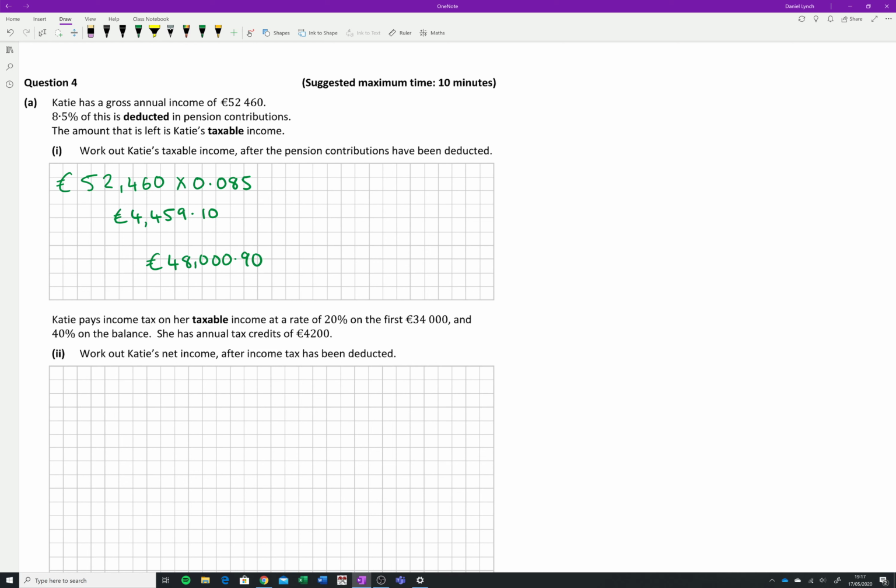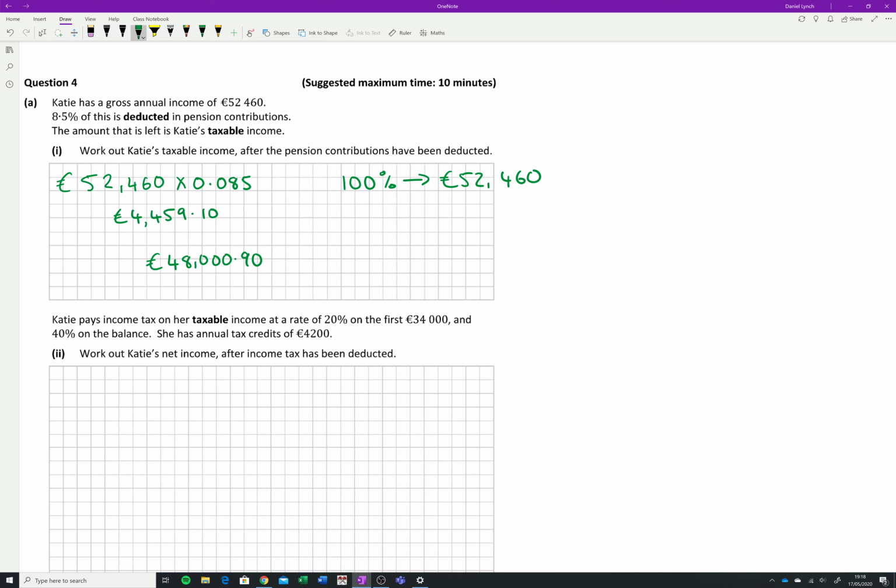Another way to think of it is this: she starts off with this amount. How much is being taken away? 8.5%. So what she's going to be left with, well, she started with the whole amount. That's 100%. 100% is all the money that she has, 52,460. So if you take away 8.5%, you'll be left with 91.5%. So you can do it like that.